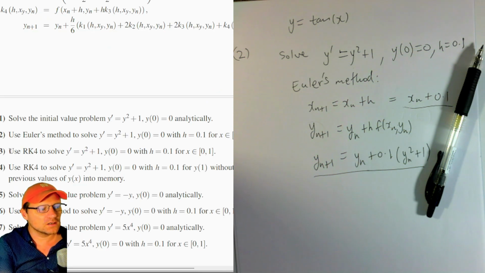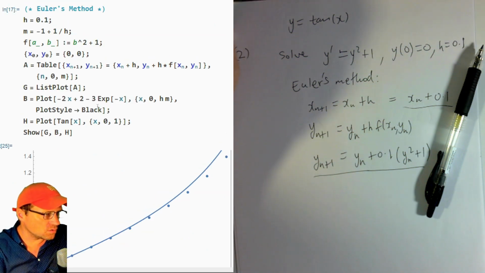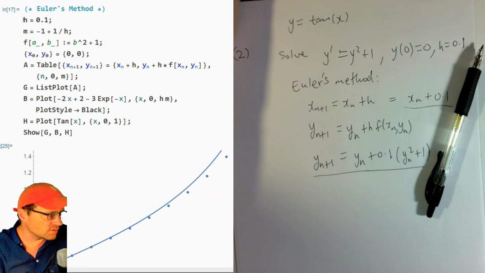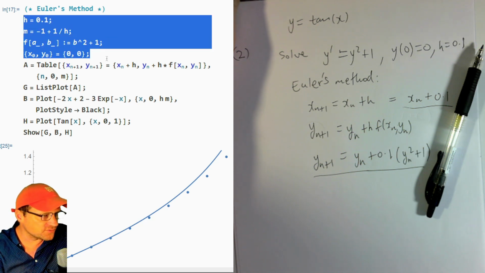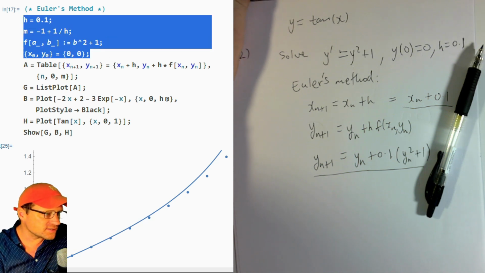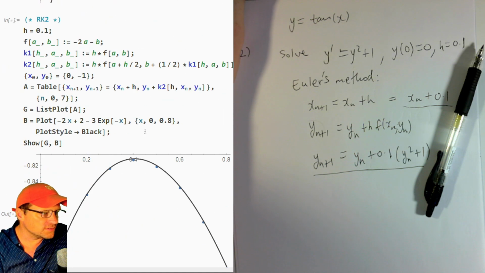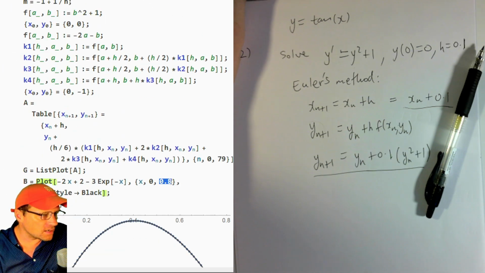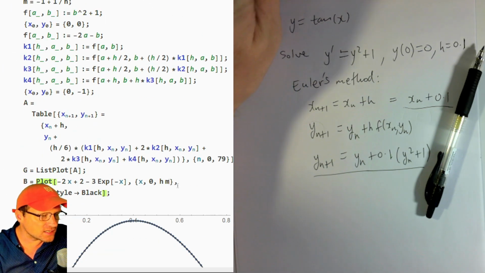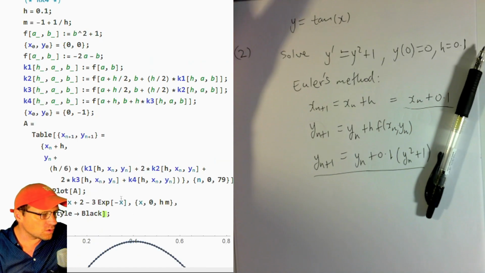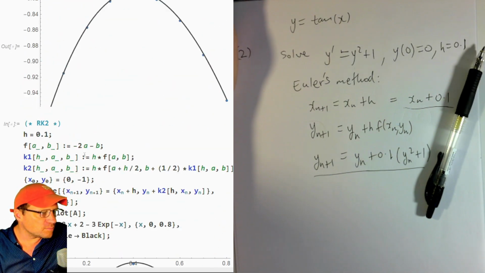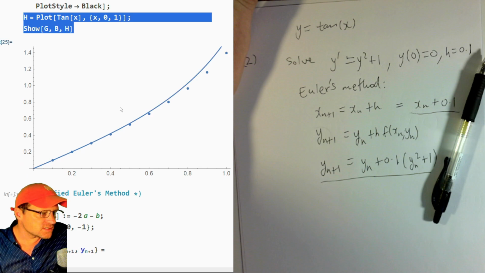So in the next one, we're asked to use RK4 to solve the same equation. So I'm going to copy out certain things in here, like the first 4 lines of this. And then where it says B, we've got to change that to H times M. So I'll scroll down to RK4. Down here where it says 0.8, we'll change that to H times M. And then we also wanted to include the plot of tan so we can compare.